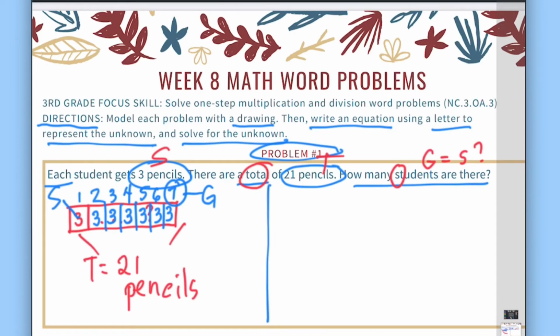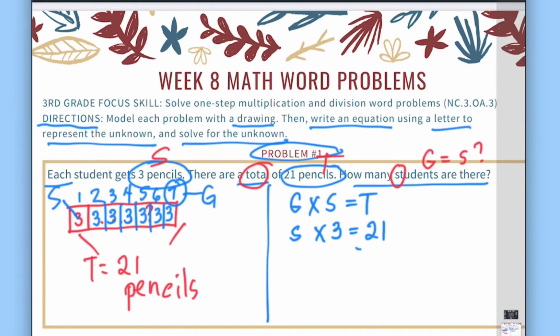Now it's time for me to write the equation. In this problem, since we have the total, that means we can actually write our division problem. If you're confused about it, you can start with your multiplication problem, just like this. Group times size equals total. I don't know my group, so that's my S for students. I know my size is 3, and of course my total is 21.